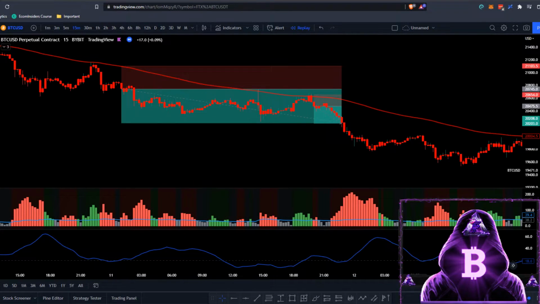Okay, traders, I hope you have understood the rules for this strategy. If you have any questions, please ask me down in the comments. Now let's backtest this strategy 100 times and see how it performs in different market conditions.